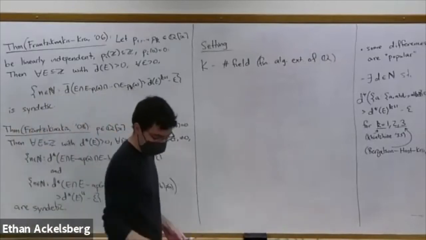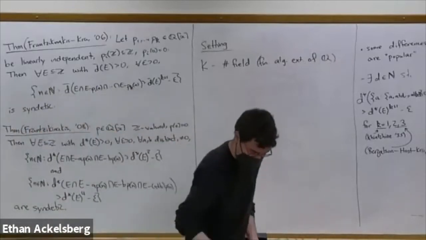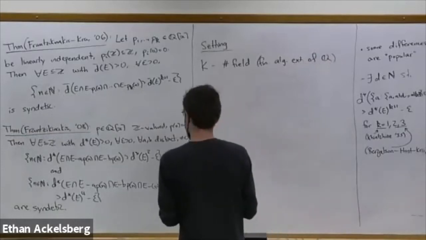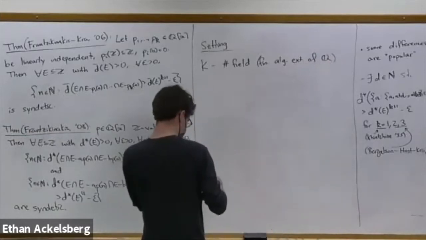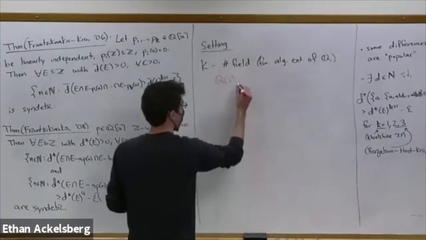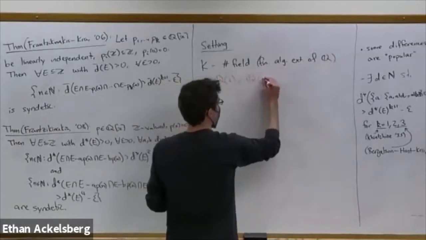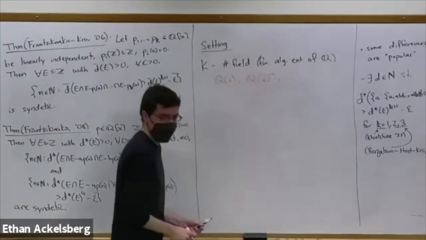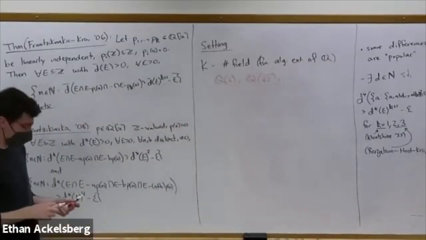Okay, so you can think about things like rational numbers with i or square root of 2, other things like this, just throwing in some algebraic numbers.